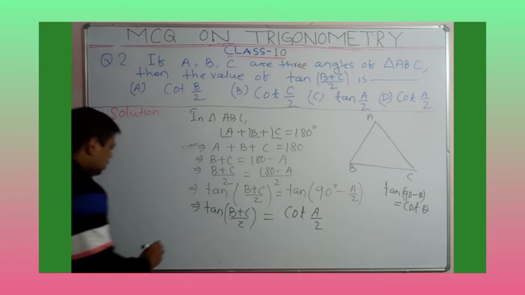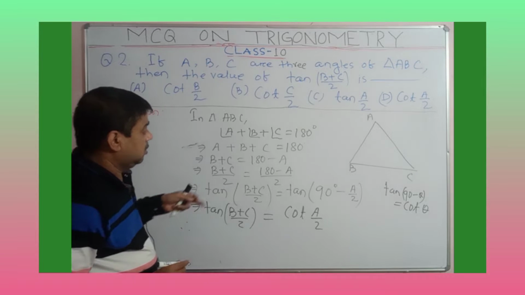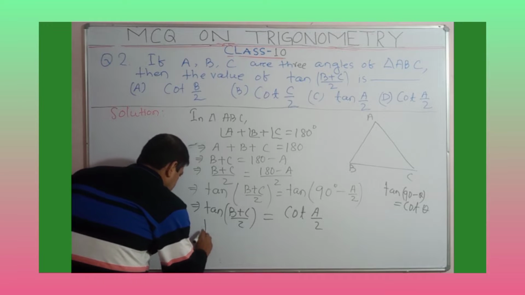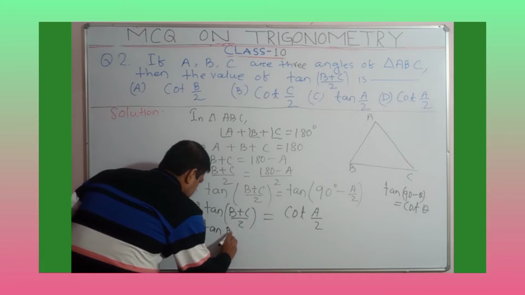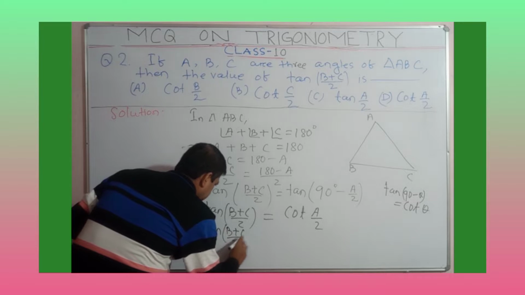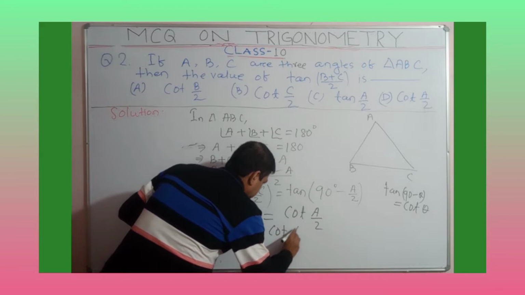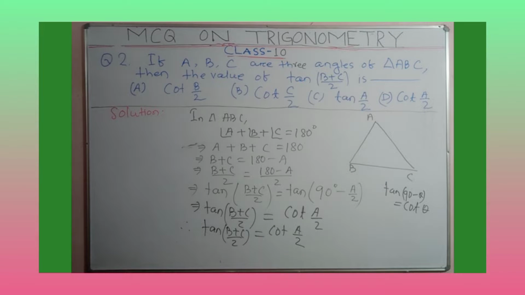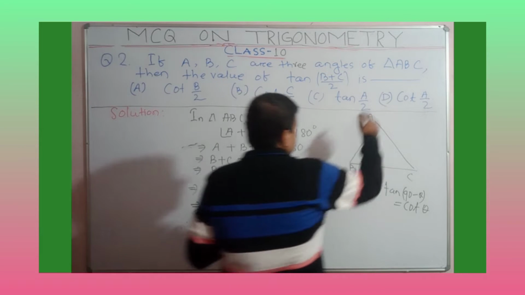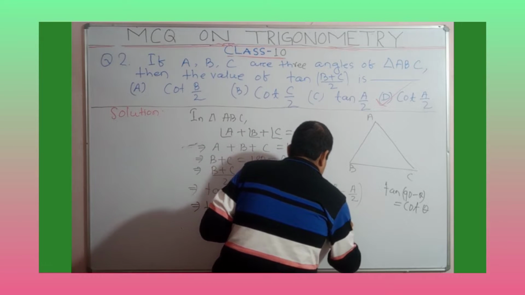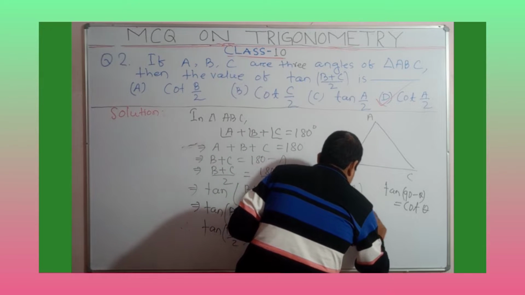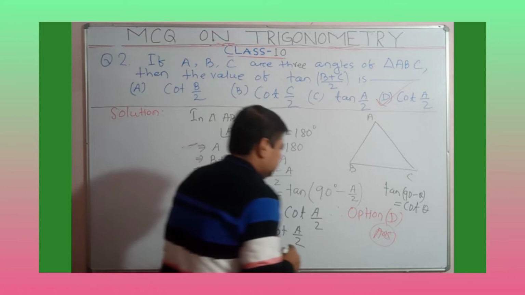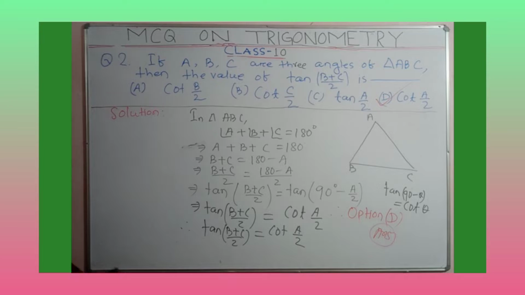Hence, which is the correct option? Cot A upon 2, D is the correct option here. Hence tan (B plus C) upon 2 is equal to cot A upon 2. And here option D is the correct option. Understand? Very simple question.